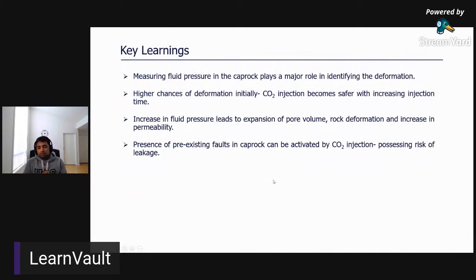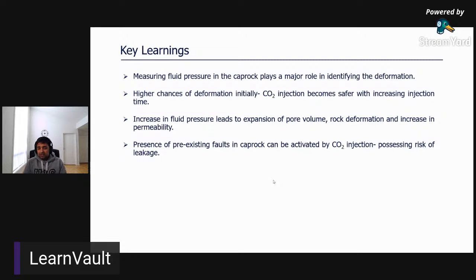Okay, just to summarize about the CO2 injection in deep saline aquifers, what are the key learnings? I would say measuring fluid pressure in the cap rock plays an important role in identifying the deformation. So when you measure the fluid pressures, you can know how it is behaving in the formation, and you can predict what kind of changes it can induce in the formations.